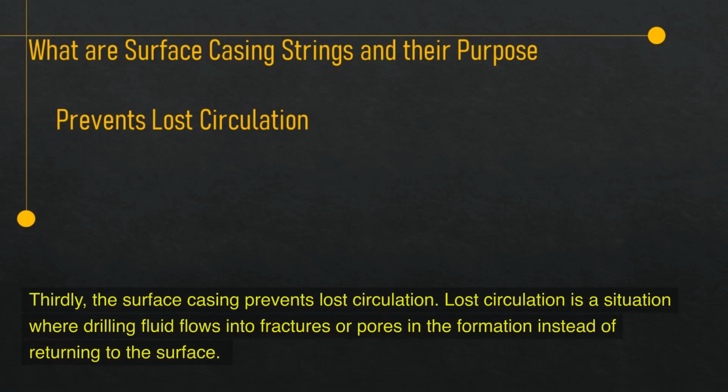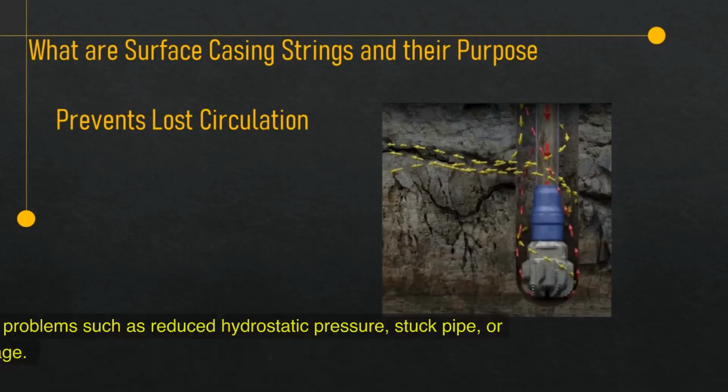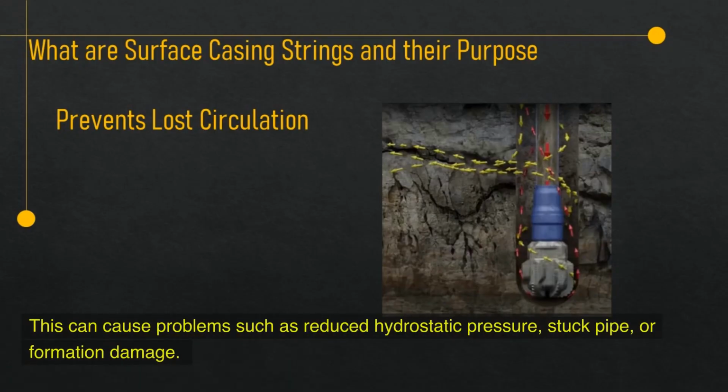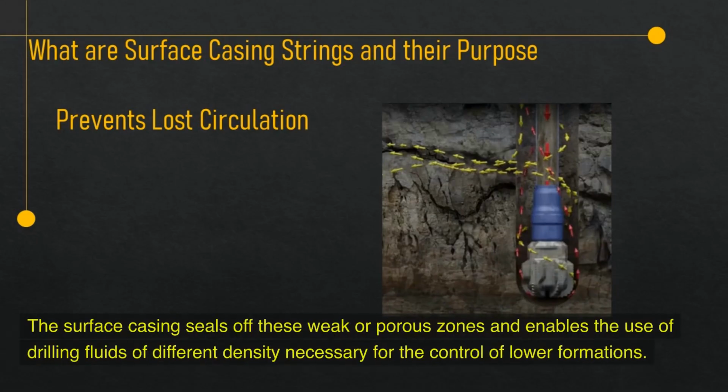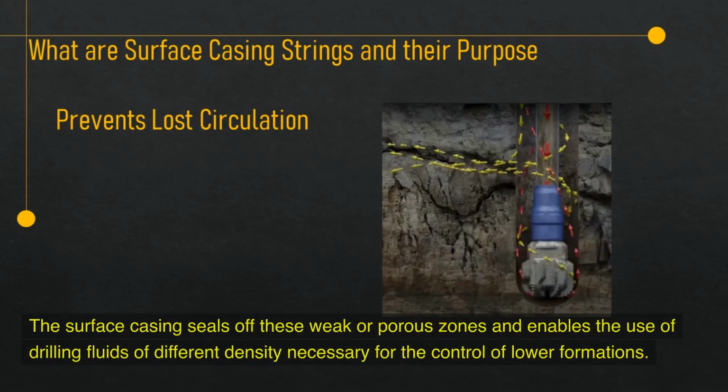Thirdly, the surface casing prevents lost circulation. Lost circulation is a situation where drilling fluid flows into fractures or pores in the formation instead of returning to the surface. This can cause problems such as reduced hydrostatic pressure, stuck pipe, or formation damage. The surface casing seals off these weak or porous zones and enables the use of drilling fluids of different density necessary for the control of lower formations.